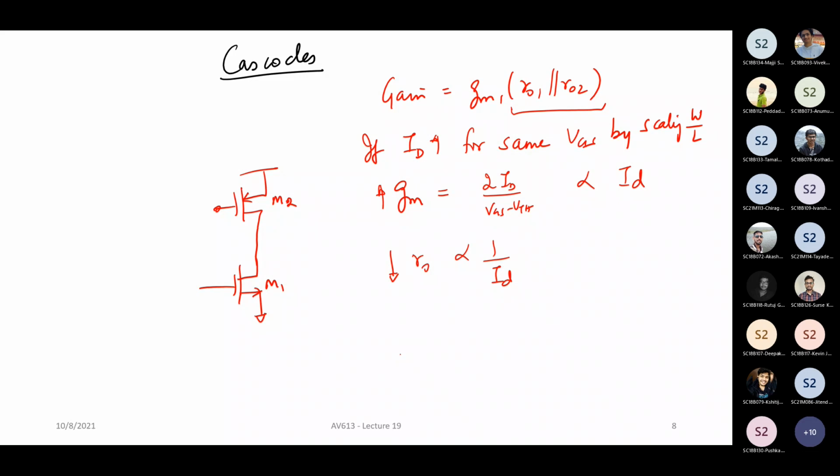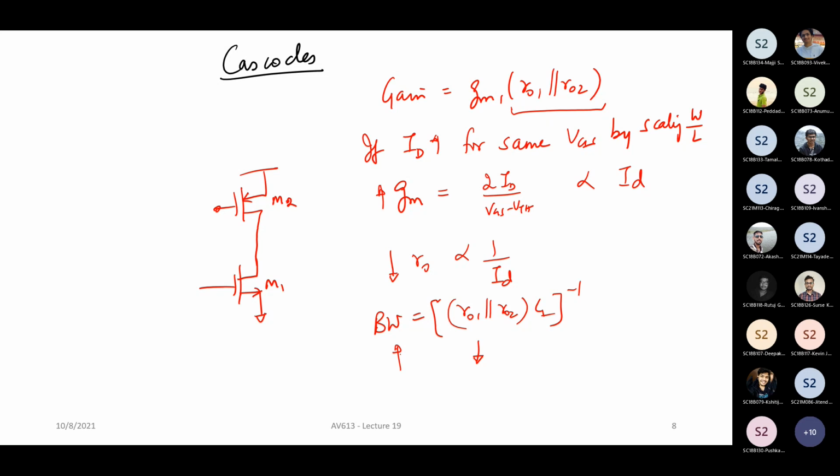All right. And what will happen to your bandwidth? Your bandwidth is basically, let's say, 1 over (R01 parallel to R02) times CL, the whole inverse, right? So your R0 goes down and therefore your bandwidth will increase. So increasing current will increase your bandwidth. That's it. But it will not increase your gain.